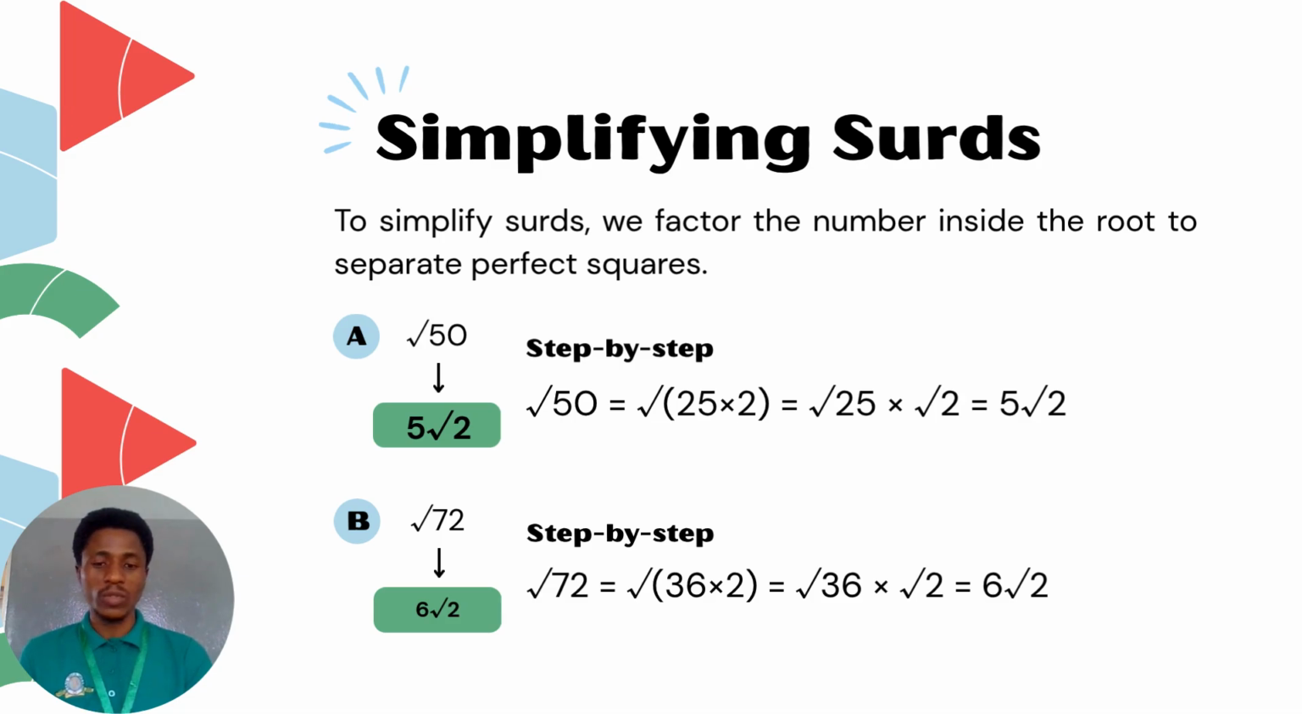For the second one, root 72. So what are the two numbers that when you multiply them give you 72, of which one of them must have a perfect square root? That is 36 and 2. And so the square root of 36 is what? It is 6. And eventually we arrive at our final answer, which is 6 root 2.